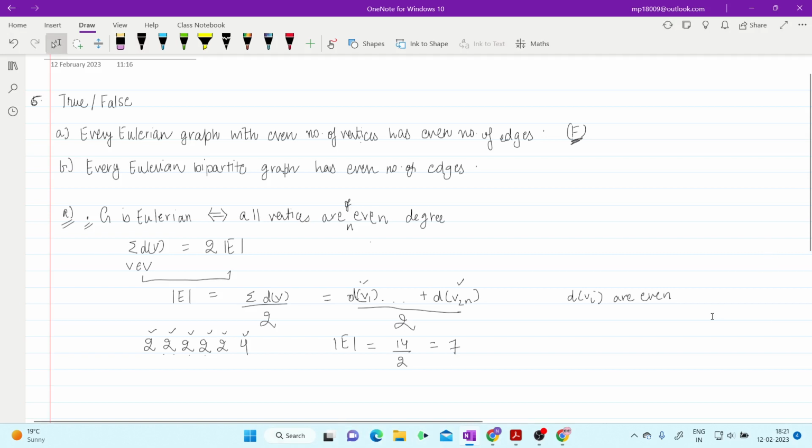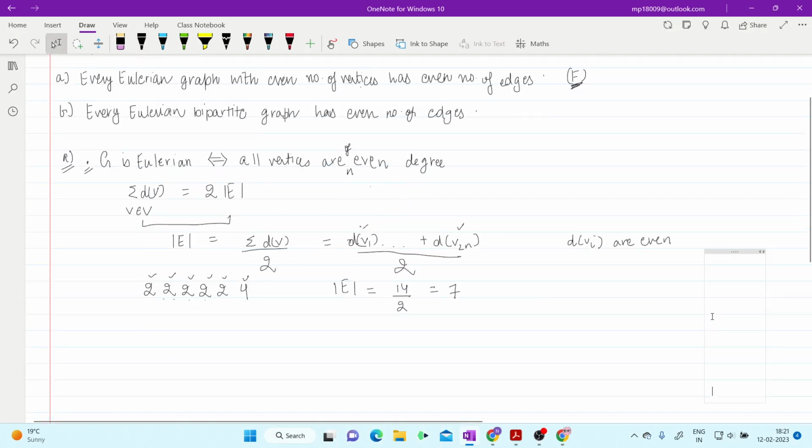So if we can construct a graph with this degree sequence, then we can say that this statement is false, because all the vertices are even, therefore the graph will be Eulerian, but the number of edges is 7. So we just want to construct a graph with this. Let's try.